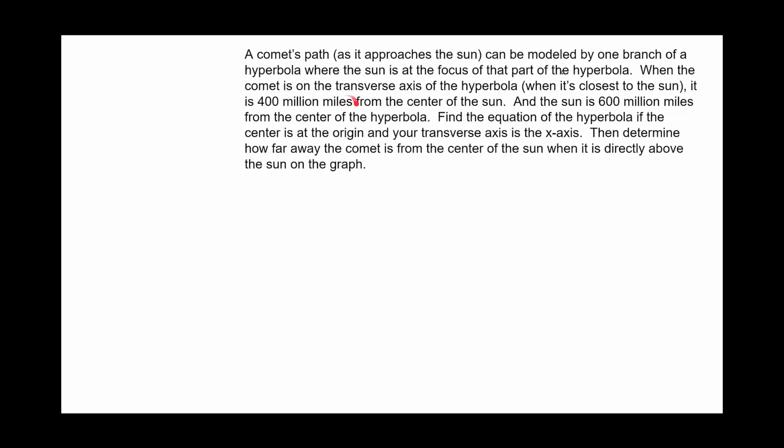When it is, it's 400 million miles from the center of the sun. And we know the sun is 600 million miles from the center of the hyperbola. Find the equation. Then determine how far away the comet is from the center of the sun when it's directly above the sun on the graph.